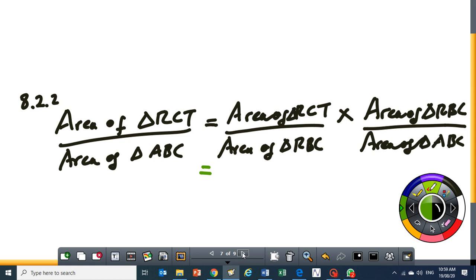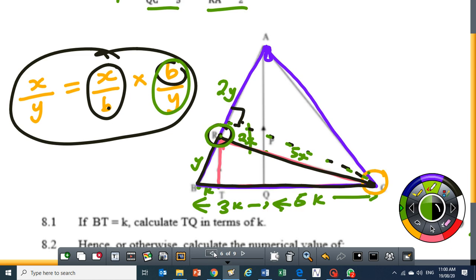Okay? So I can write here that area is going to be, because we want the ratio of their areas is equal to the ratio of their bases, so we can have here 7K. And then the length of the base of RBC is going to be from B to C, which is 8K. You see that? So it will be 8K.